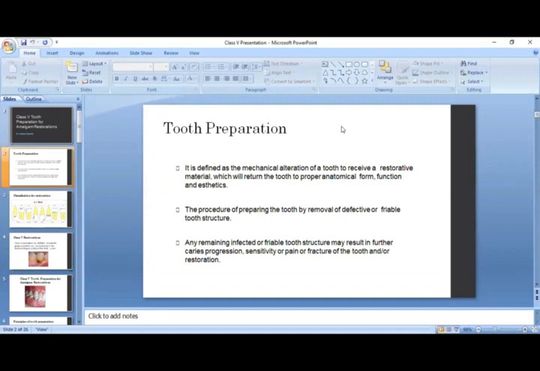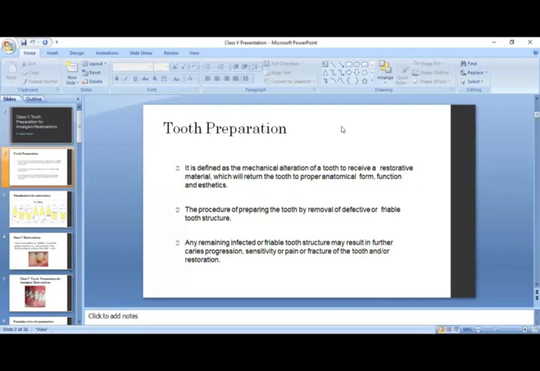Because you put your restorative material on a very weak base, or it was not on sound tooth structure. You basically put that restoration on weak tooth structure. So if you put the restoration on weak tooth structure, that will ultimately fail. It won't work out. So you need to place the restoration on sound tooth structure.